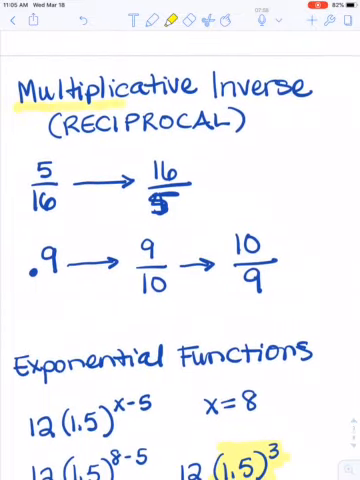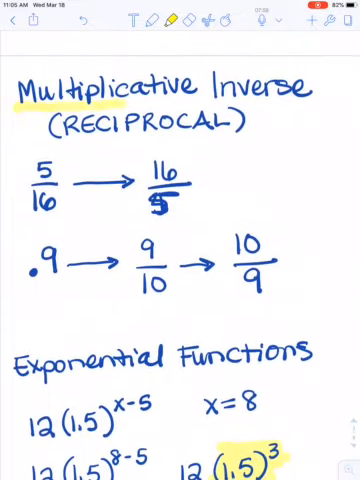And so just plug in for x like we normally would. That means we have 12 times 1.5 to the 8 minus 5 power. Okay, and again, this is where those order of operations come in. This power, 8 minus 5, is really 3.